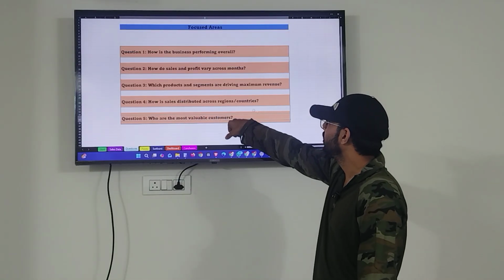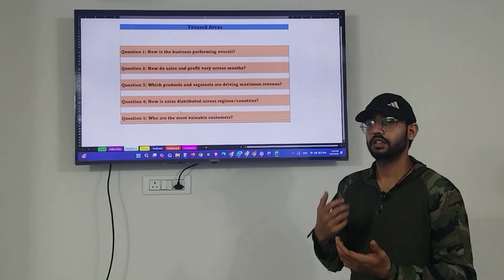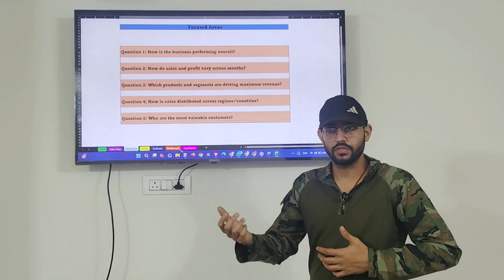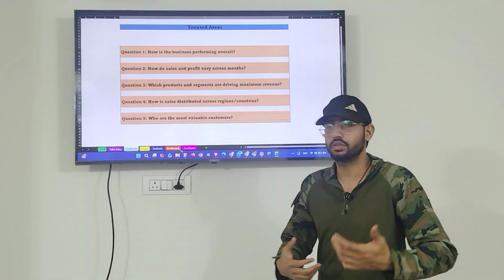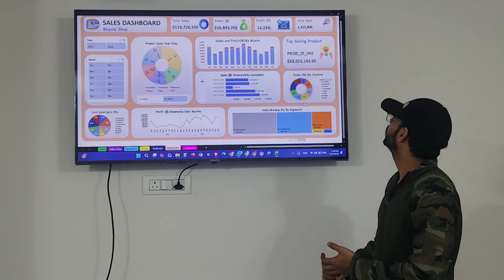How are the sales distributed across the countries? We have to find out how sales are generated country wise. So let's check in the dashboard. Here we have the dashboard of a country.